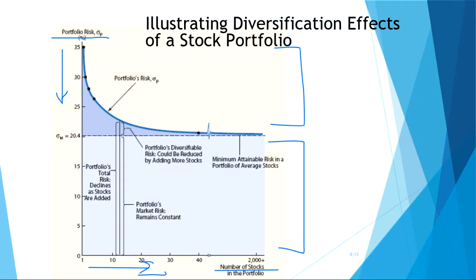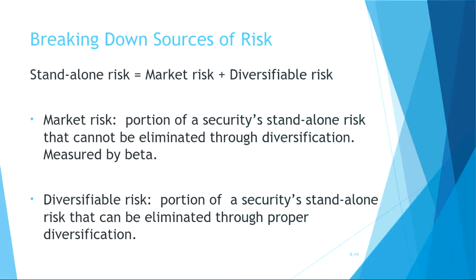Let's move on. All right, as I told you, we have two components. One is the market risk, non-diversifiable. The other one is the diversifiable risk. The market risk is something you cannot eliminate, so it's measured by beta, right? And the diversifiable risk, you can eliminate by adding a new stock to your portfolio.